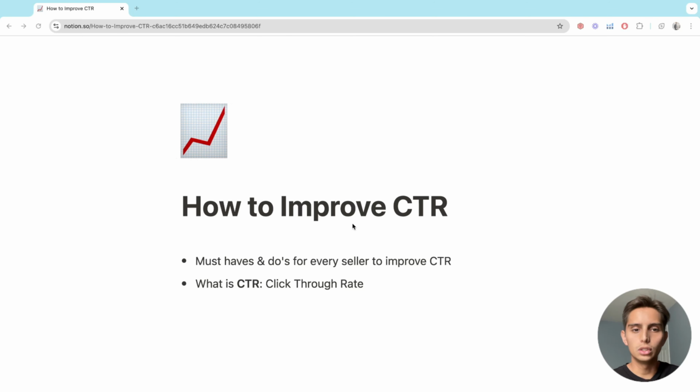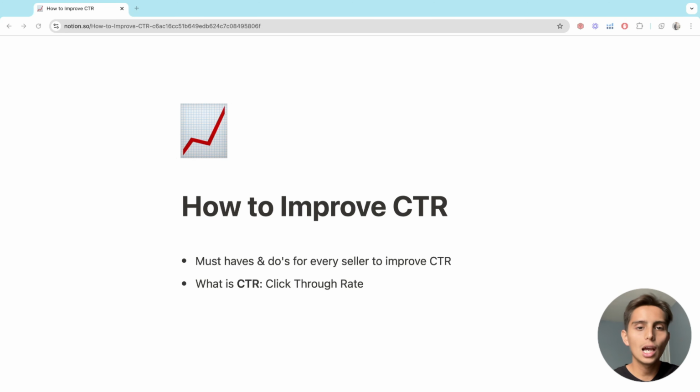How to improve CTR. If you're selling on Amazon, or if you want to sell on Amazon, you have probably heard of this term before, CTR. If not, you're going to hear about it. Basically, CTR stands for click-through rate.